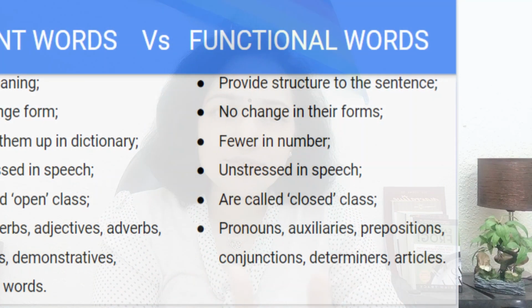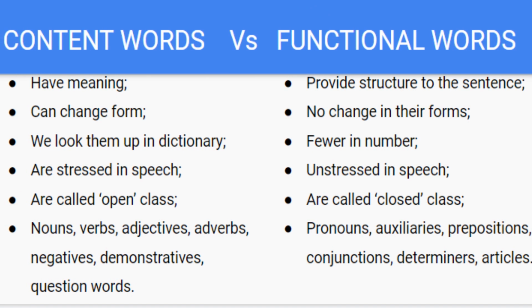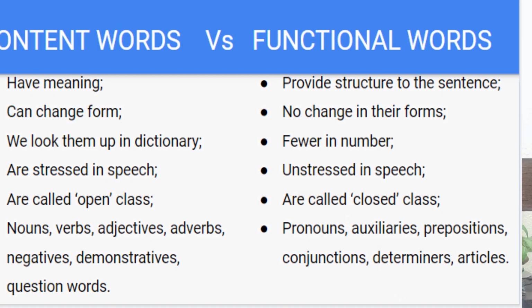The first point of difference between the two: content words provide meaning to the sentence. Without them, there is no meaning in the sentence. Okay, and these are the words for which, when we do not know the meanings, we look up in the dictionary or refer to Google. Right? Then, what is the next point?